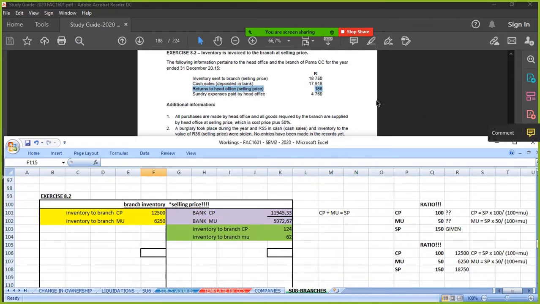Debit, what is it? Expenses. What is it called? Branch expenses. So yes, debit branch expenses, the expenses for the branch, correct?